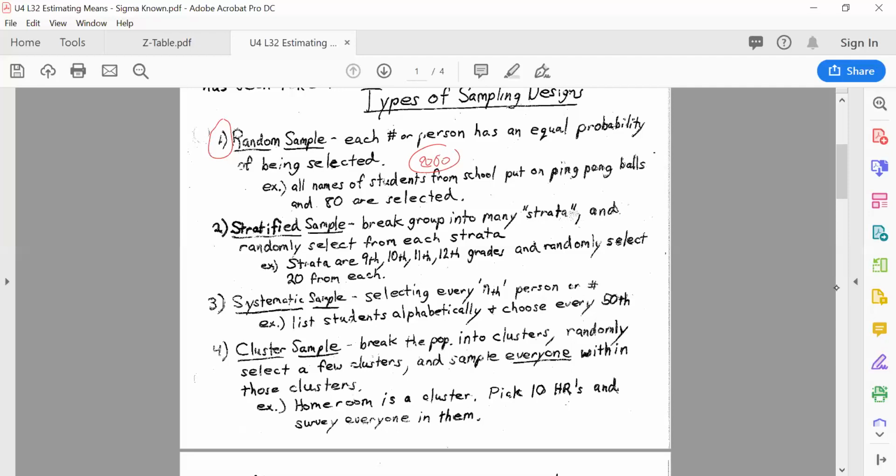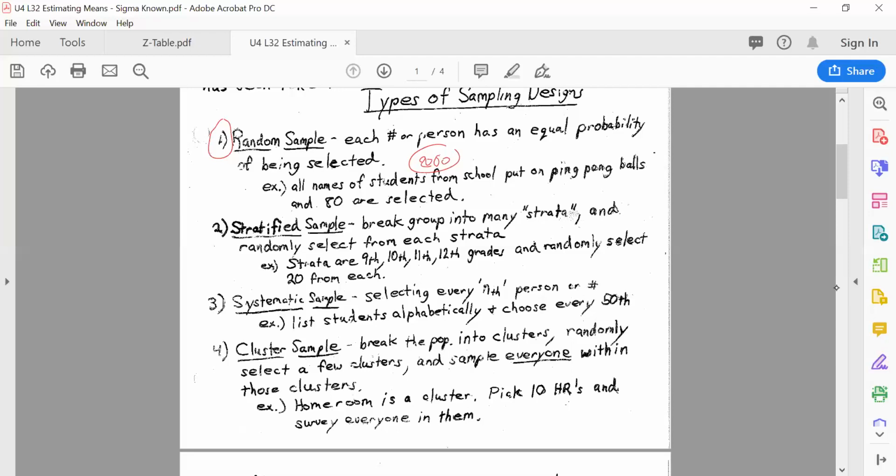Not necessarily random, but not random either, using a double negative. Select every nth person or number. Companies use this a lot. Maybe selecting every 10th person alphabetically and choosing them to receive a survey. Again, maybe not so much random, but it is not biased at the same time.